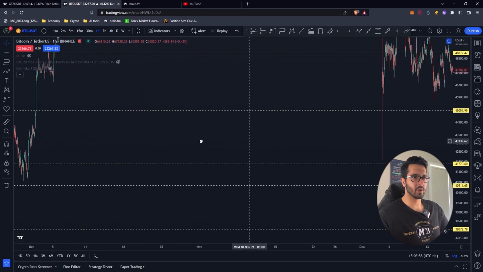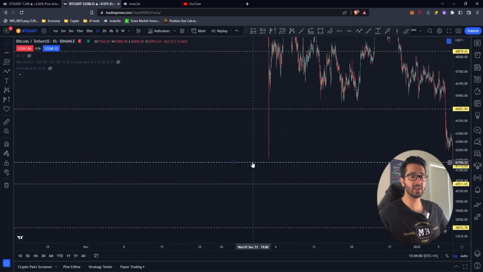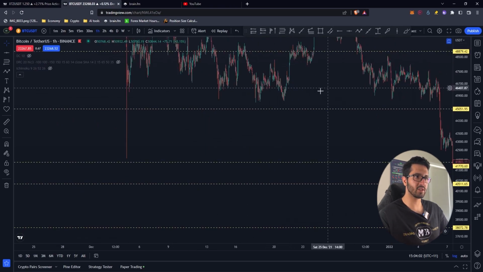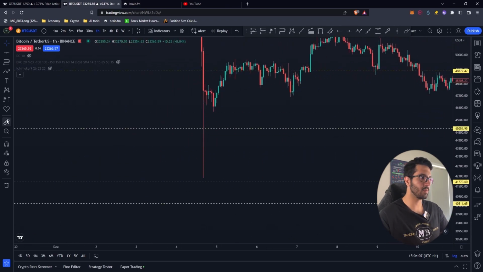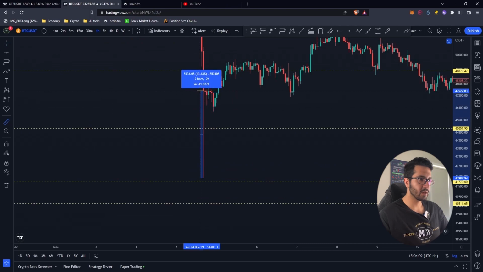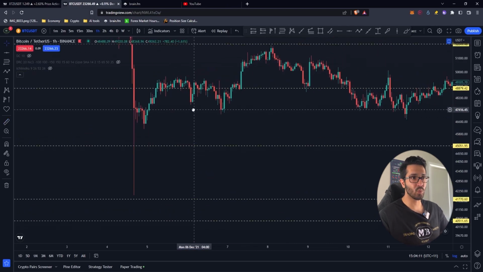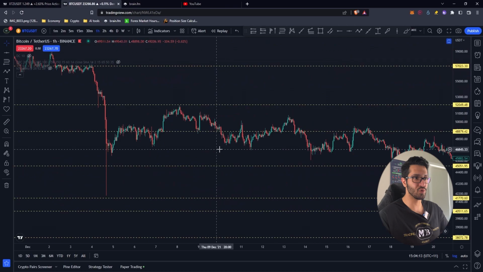Let's see if that would work. So yeah, see, it really got close to our support level and shot the price, and it bounced back. And you have to consider this is only a 1 hour time frame. And let's see, what is this wick? This is 13% in a 1 hour candle, and it's just huge.